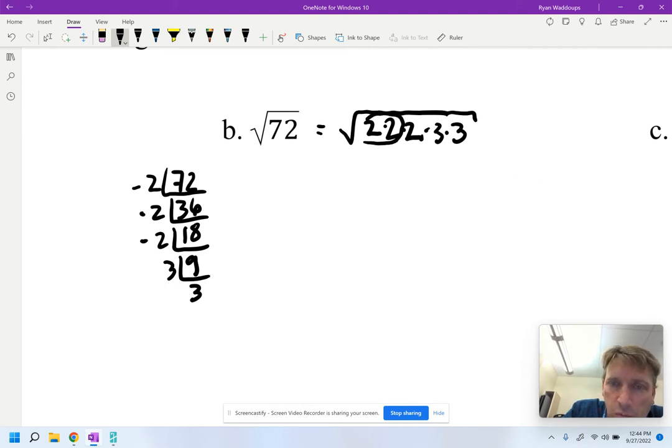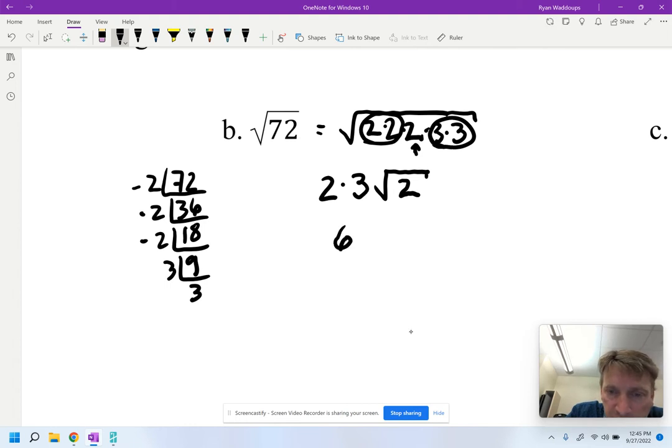And once again, this is a square root, so we're looking for groups of 2. So I've got one group of 2s and one group of 3s. And each of those comes out from under the radical. 2 times 3, and again, there's only one number under the radical, so it stays under as 2. And this 2 times 3 gets multiplied together. We get 6 times the square root of 2.